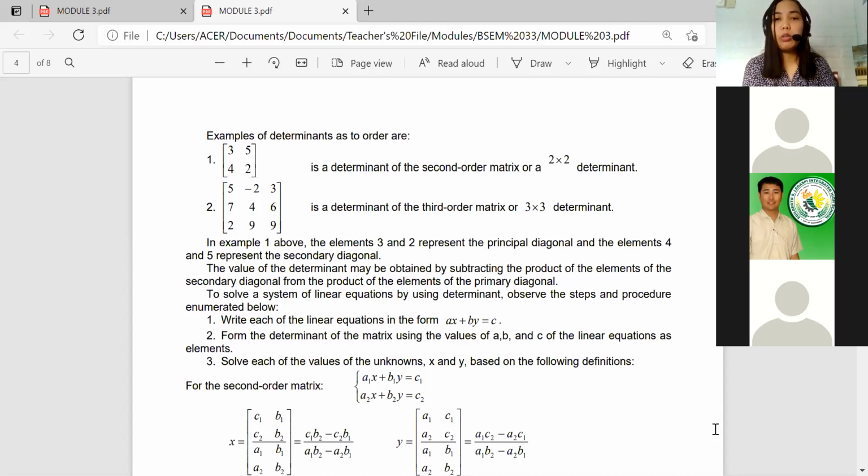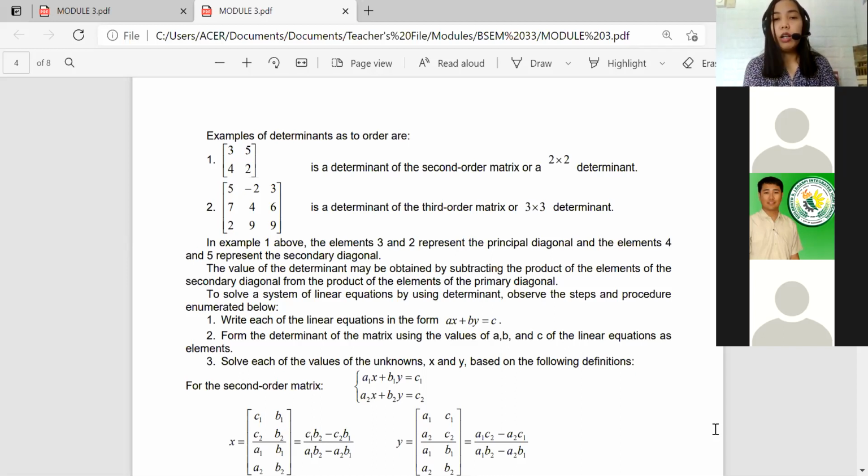To solve a system of linear equations by using determinants, observe the steps and procedures enumerated below. Write each of the linear equations in the form ax plus by equals c. So make sure that the given system is in standard form. This is the standard form for a linear equation, and we are talking about a system, so we have two or more linear equations. Then form the determinant of the matrix using the values of a, b, and c of the linear equations as elements. So we just need the numerical coefficient of each term.